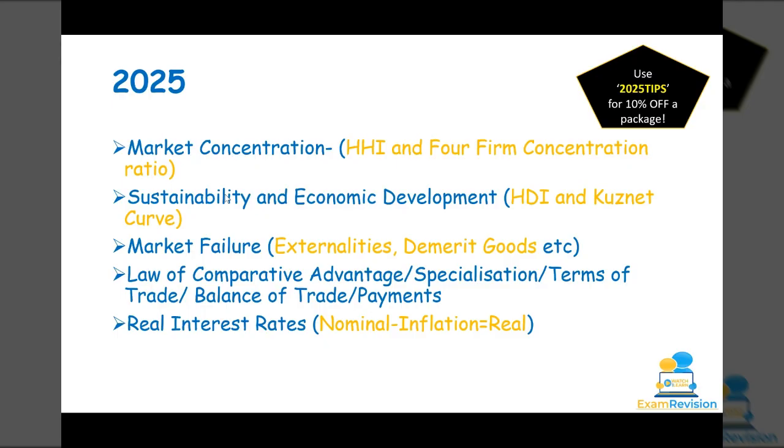And something that came up last year, but I don't think was answered particularly well, was the real interest rate, how to find that. So the nominal rate minus inflation equals your real interest rate. All right, so that's something I think could come up again.